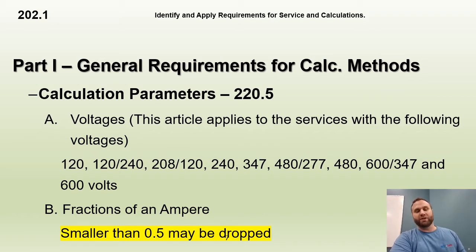If it's smaller than 0.5, I drop it. If it's 0.5 and larger, I round up to the nearest whole amp. So for that example, if it was 20.5 amps, I would round up that calculated number to 21 amps. But if, let's say, it was 20.4 amps, that is a less than half fraction of an amp, I round down to the nearest whole amp. So it would be 20 amps instead of 20.4. Hope that makes sense to you.